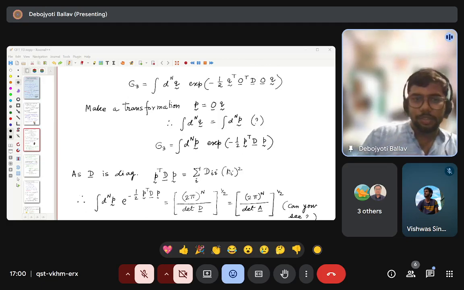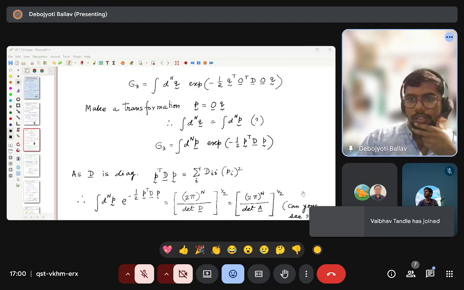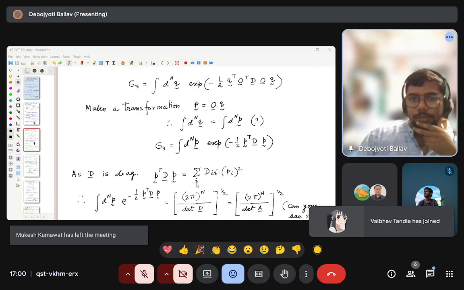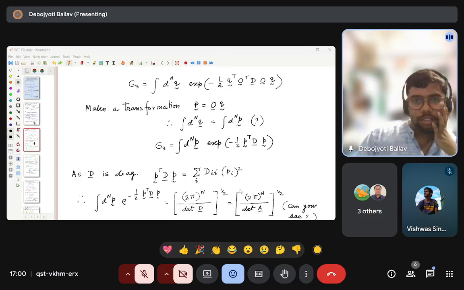Is this clear to everybody? Can you see the answer actually? How do you get it? I've written this P transpose D P as a sum of diagonal entries d_ii and p_i squared, and by doing that I just get the answer, which is this. Can you see it?